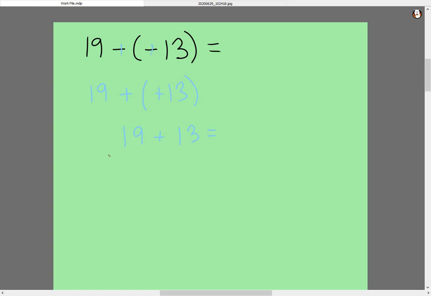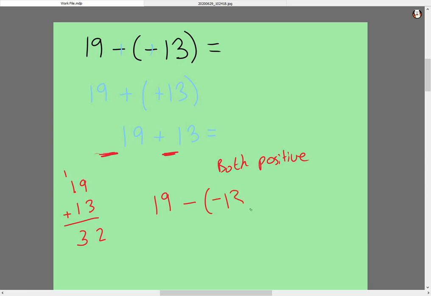I'm going to compare the signs. These are both positive. So, since both are positive, I'm just going to add those numbers together. 19, 13. 9 plus 3 is 12. Carry the 1. 1, 2, 3. 32. So, 19 minus negative 13 equals 32. And that's positive because these guys were positive.